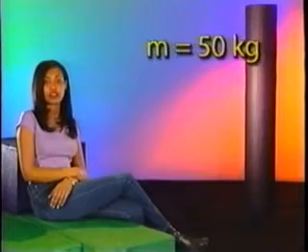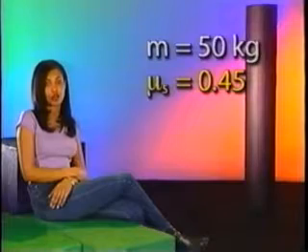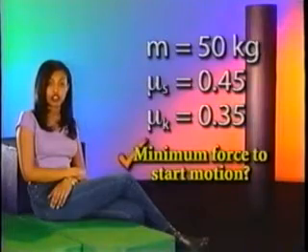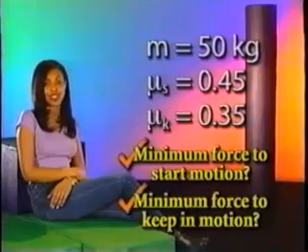We'll go back to our chocolate block example. Assuming that our chocolate will not melt in our hands, the mass of the block is 50 kilograms. The coefficient of static friction is 0.45, and the coefficient of kinetic friction is 0.35. What is the minimum force needed to start the block in motion? And what is the minimum force needed to keep it in motion once started?